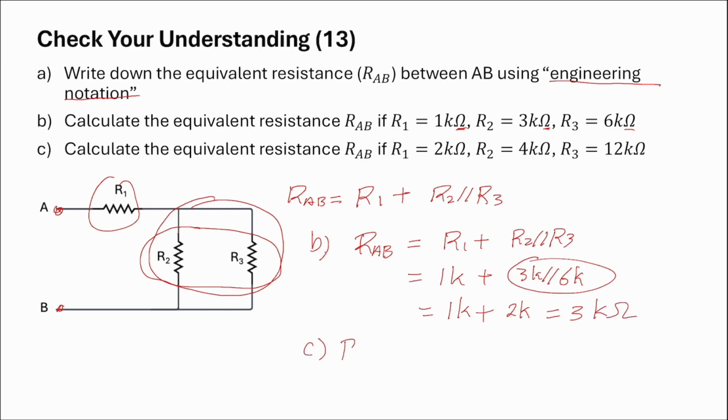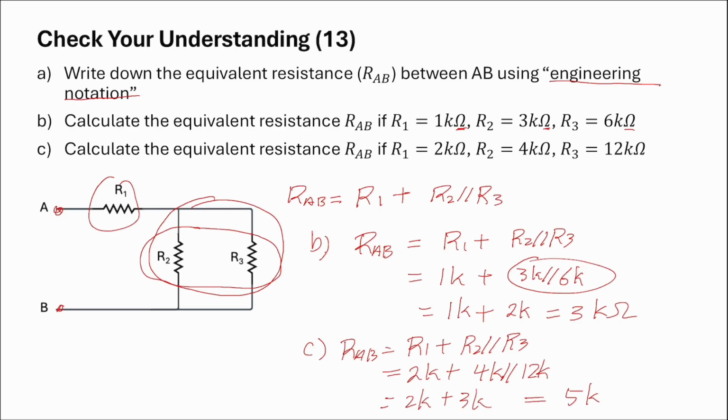We do the same thing: R1 plus R2 parallel R3. R1 this time is 2K plus 4K parallel 12K, and this is 2K plus 3K, and the answer is 5K ohm. Now, because you're putting the answer here, you must write down the unit.